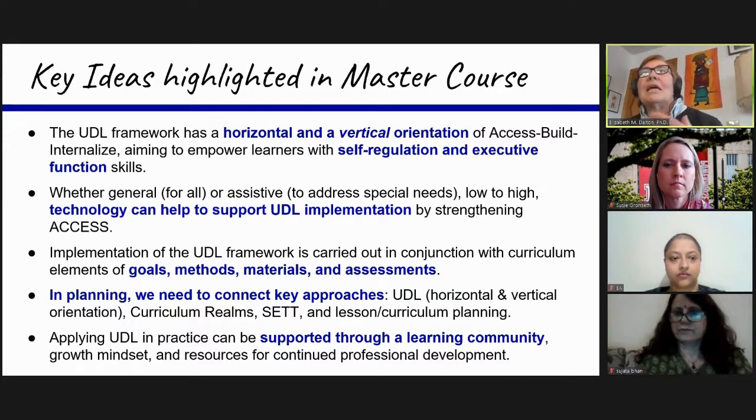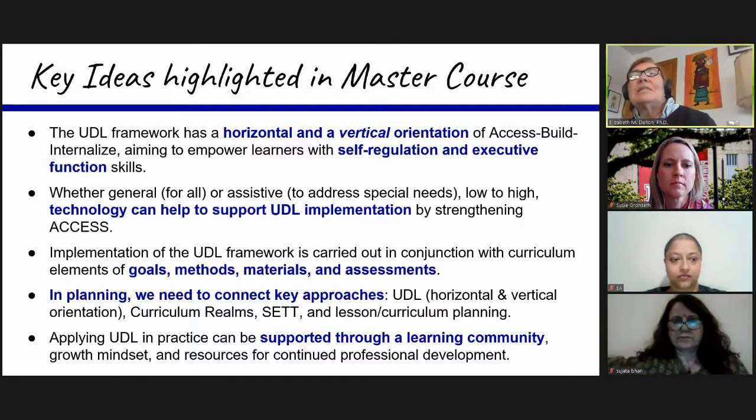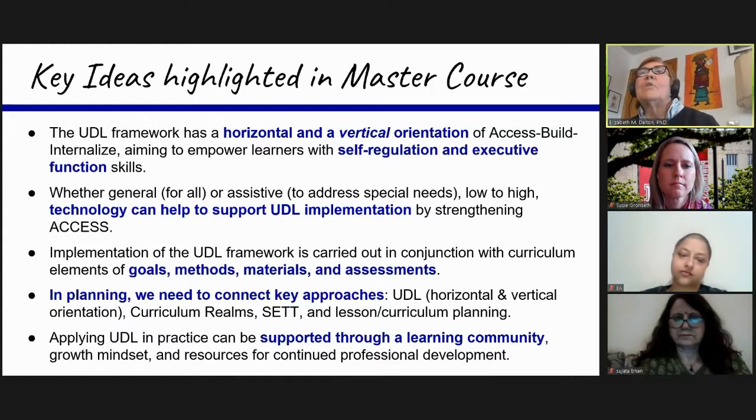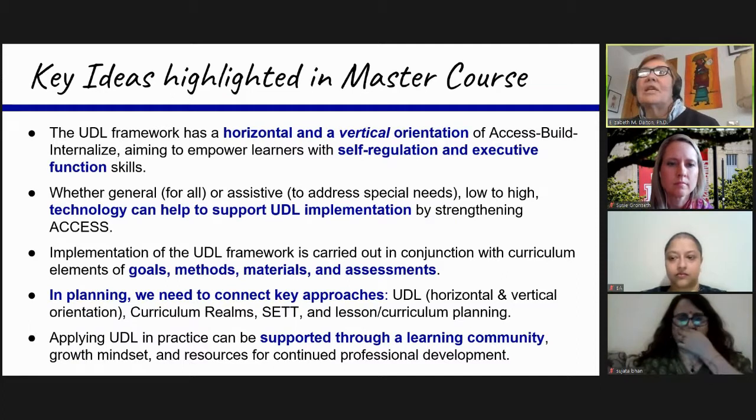as we said before, looking at the horizontal and the vertical orientation of Universal Design for Learning, the horizontal orientation of multiple means of engagement, multiple means of representation, and multiple means of action and expression is the one that's more commonly understood. But we feel that in order to fully integrate Universal Design for Learning, understanding and using that vertical orientation is also extremely important. And really looking towards those higher levels of UDL, as we work through that vertical orientation with the goal of helping learners to get to self-regulation and executive functioning.